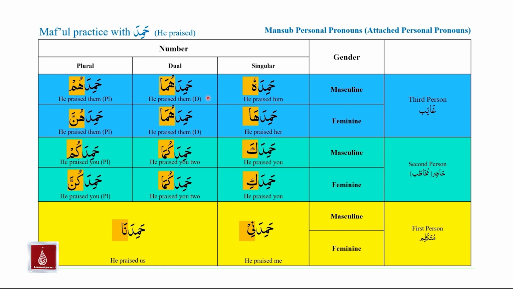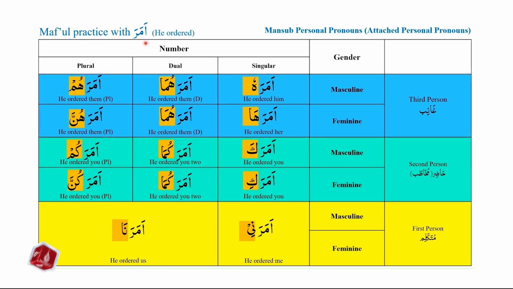Hamidahuma, he praised them, referring to the dual number. Hamidahum, he praised them, referring to plural and masculine. Hamidaha, hamidahuma, hamidahunna, he praised them, referring to plural and feminine. Hamidaka, hamidakuma, hamidakum, hamidaki, he praised you, referring to singular and feminine. Hamidakuma, hamidakunna, hamidani, he praised me. Hamidana, he praised us. Us in this case is being indicated by the mansoob personal pronoun na.